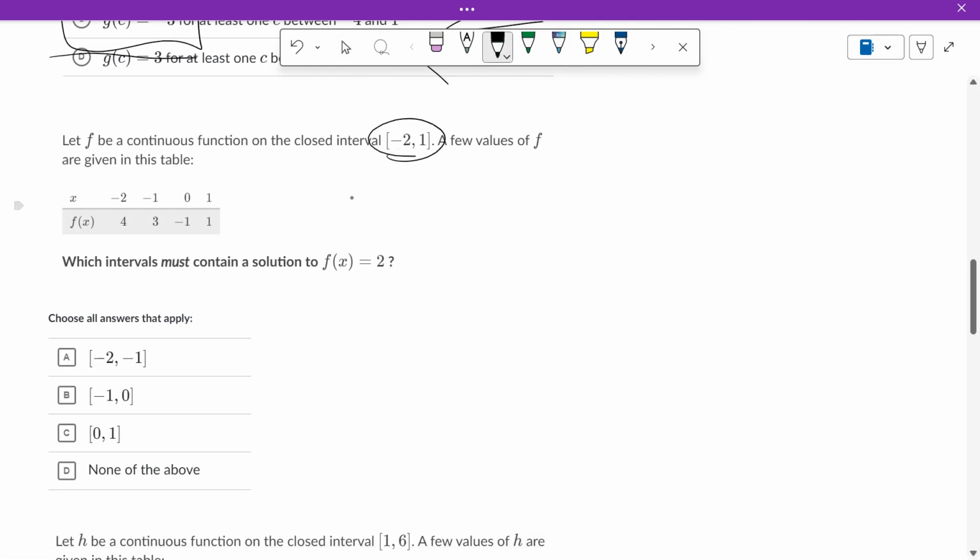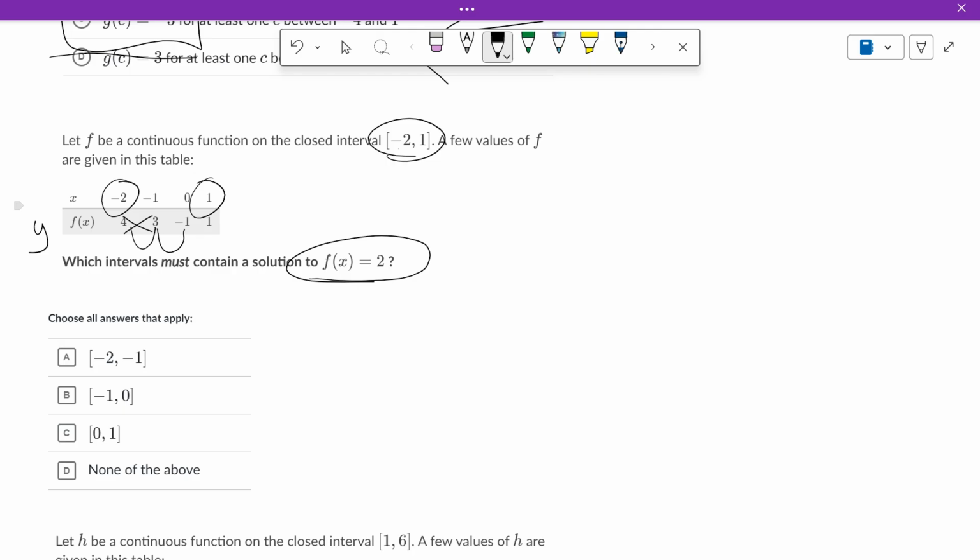Here's a continuous function in between -2 and 1. These are the x values. These are the y values. So, which intervals must contain a y value of 2? Does the first interval have to contain a y value of 2? No, because it goes from 4 to 3. It doesn't cross past 2, so no, that doesn't have to contain that value.